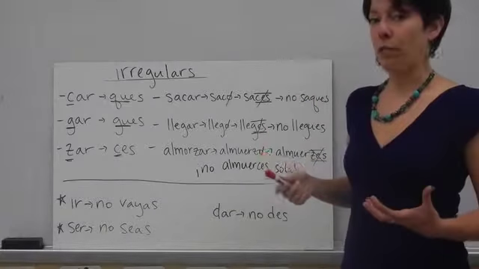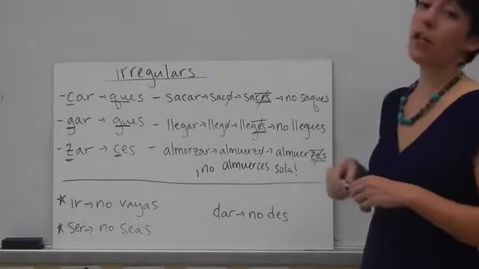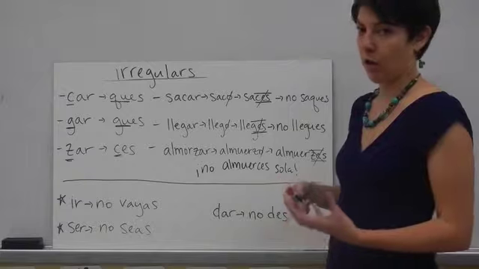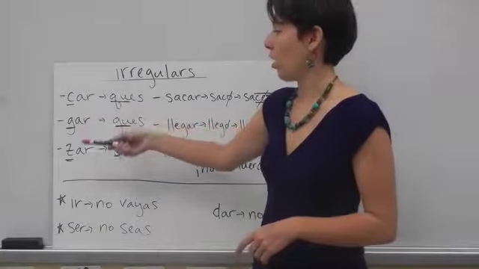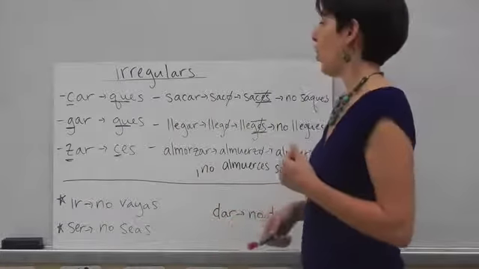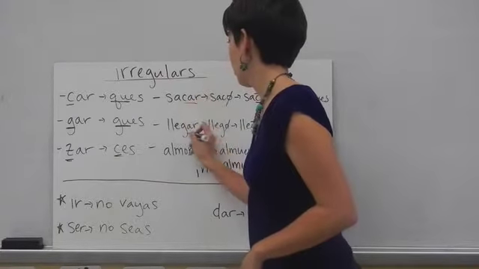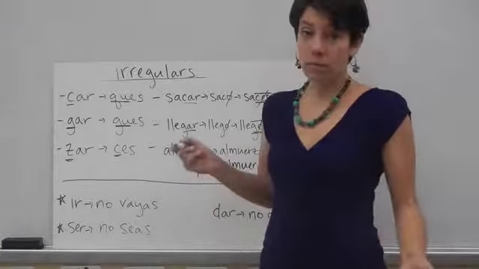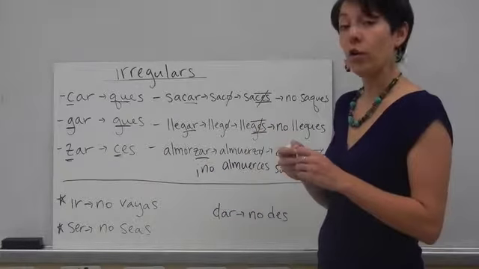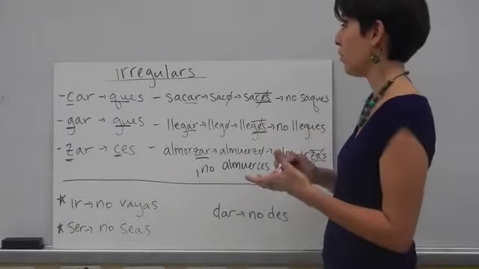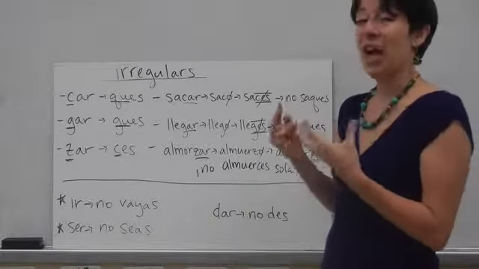And then we have a few irregulars. Irregulars that you're going to see a lot are car, gar, zar verbs. So say it with me, car, gar, zar. So car, gar, zar verbs are verbs that literally end in car, gar, or zar. There's a lot of them. There's more of them than you think, and you'll be learning more throughout your Spanish careers. But what happens is the sound changes.